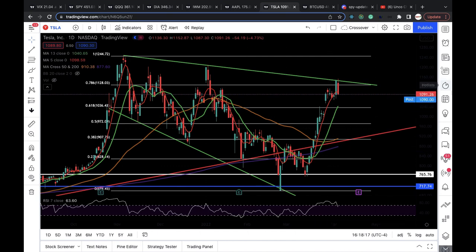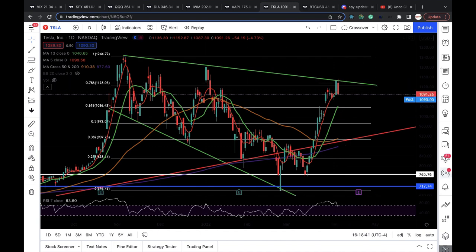There was support at the 5-day moving average at 1,098.5. And Tesla managed to close below that at 1,091. So the 5-day moving average will be resistance for tomorrow. If cleared, 1128, and then another shot to try to break out of this green bull flag right here at 1144. Above 1144 is the breakout.